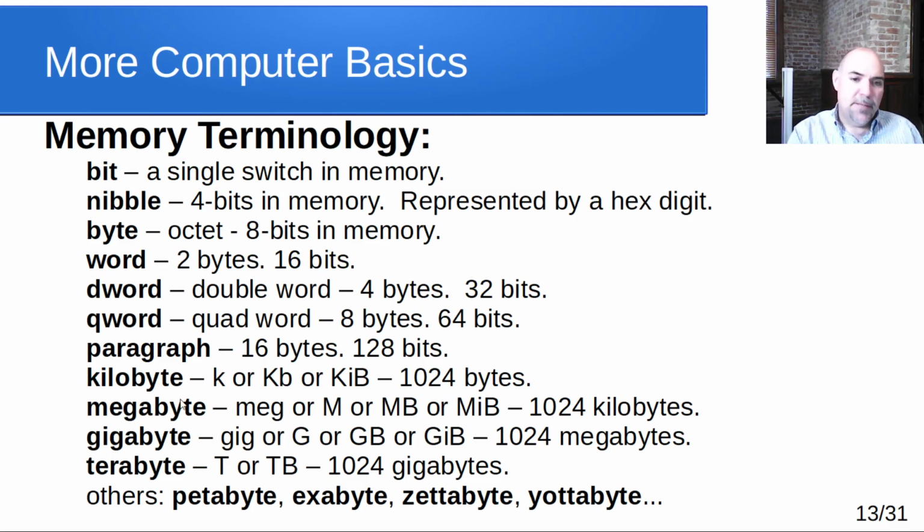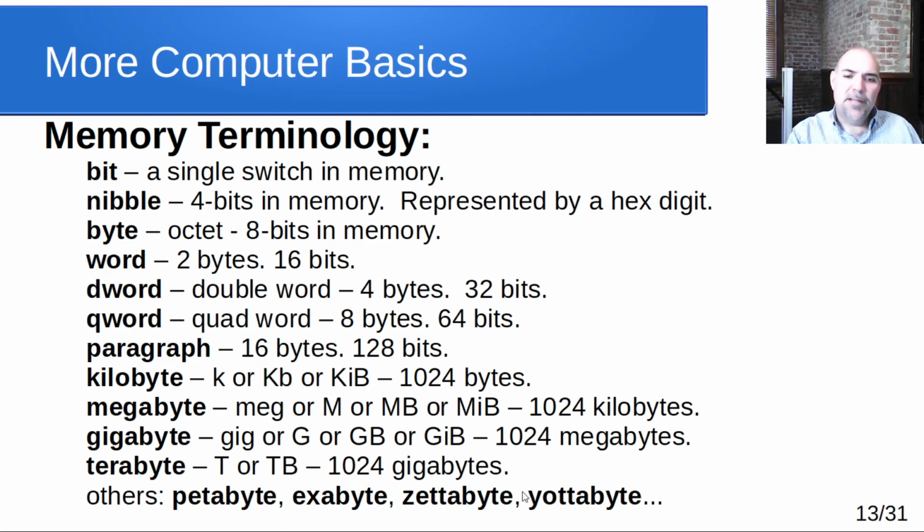And a megabyte, or a meg, sometimes shortened as M or MB or MiB, is 1,024 kilobytes. So notice it's not a million bytes, it's actually 1,024 kilobytes, which are 1,024 bytes. Then a gigabyte is 1,024 megabytes. A terabyte is 1,024 gigabytes. And then it goes up from there into petabytes, exabytes, zettabytes, and yottabytes.